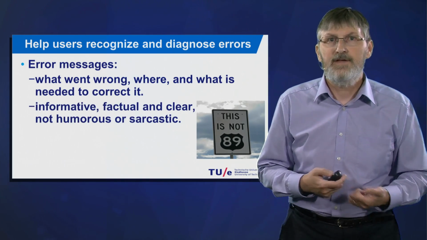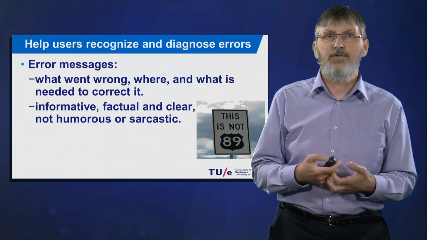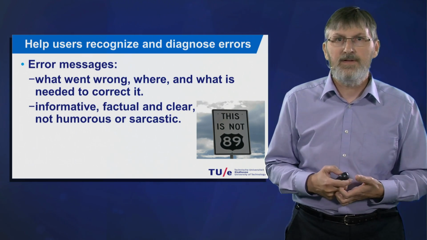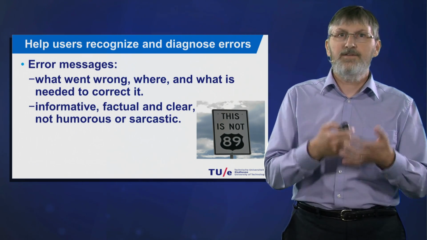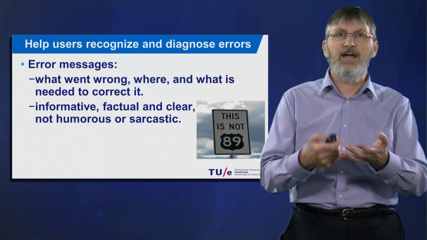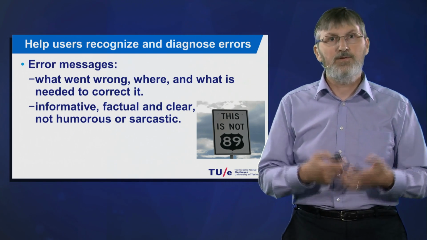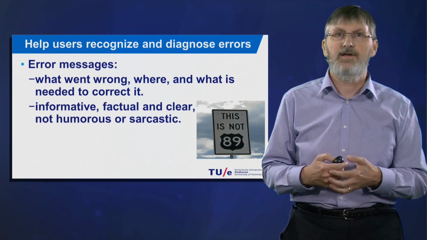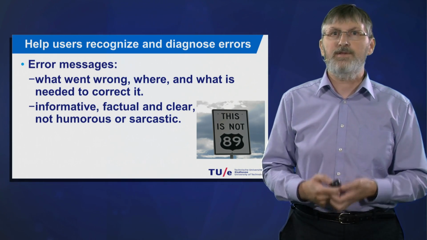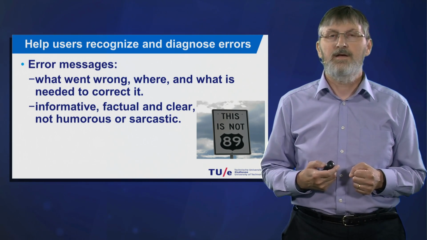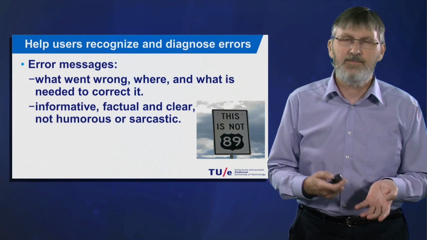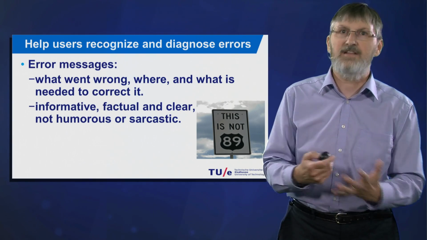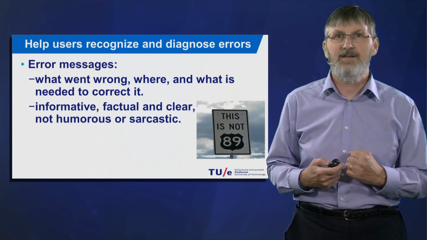In some cases, error messages are ridiculing the user. This road sign is a nice example. Most likely, the user is trying to be on Highway 89. Maybe the user was on Highway 89. Something happened which many users encounter, and they end up on a road that is not Highway 89. It doesn't really help to mock the user, oh, this is not Highway 89, and then not tell you how to get back on Highway 89.